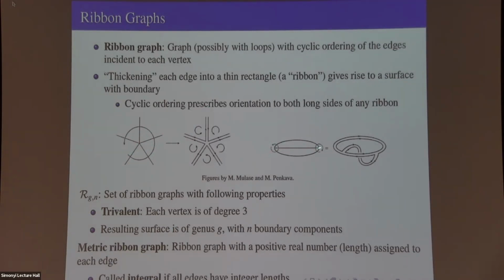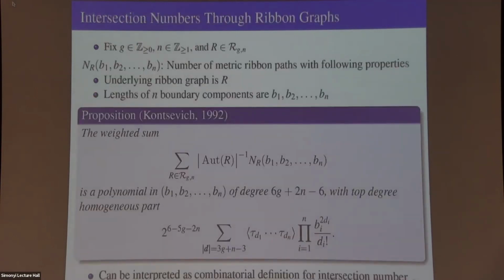If I do that for a graph, maybe one of the simplest ones, just having 2 vertices and 3 edges, I'll get a surface that looks like this. So I'll let R_{g,n} denote the set of ribbon graphs with the following 3 properties. The first is that it's trivalent, meaning that each vertex is of degree 3. And the second is that the resulting ribbon surface has genus g with n boundary components. A metric ribbon graph is a ribbon graph with a length associated with each edge. That gives me a notion of length for each boundary, and I call it integral if every edge has an integer length.